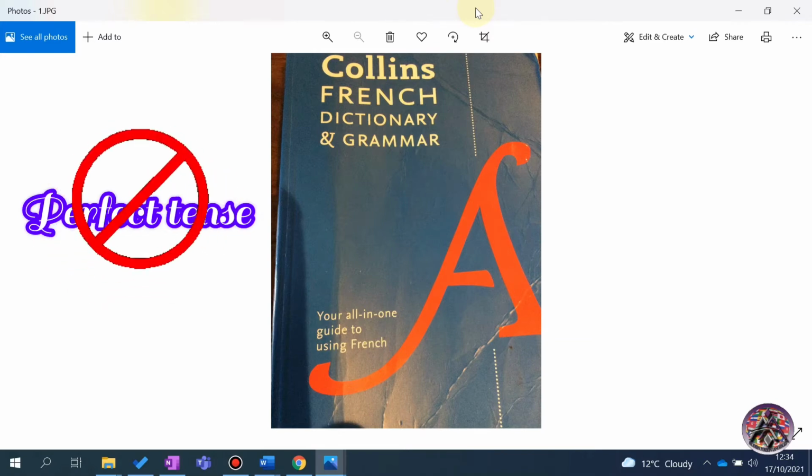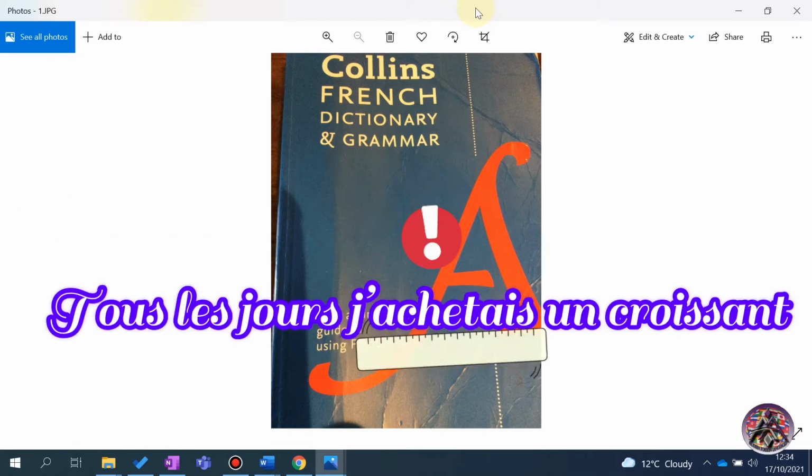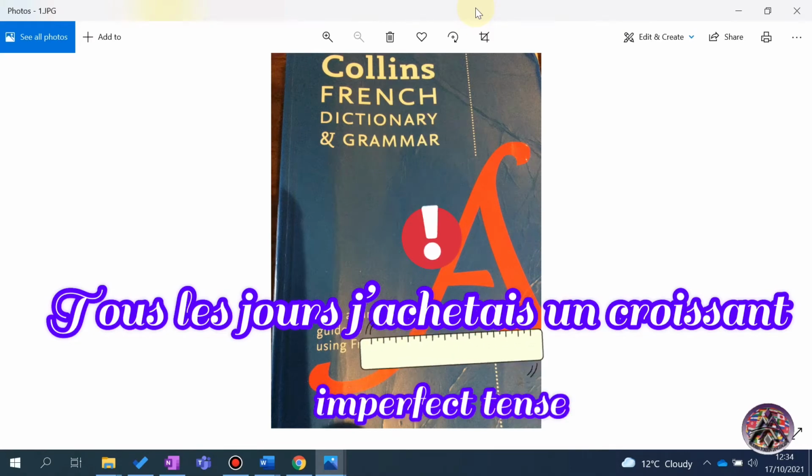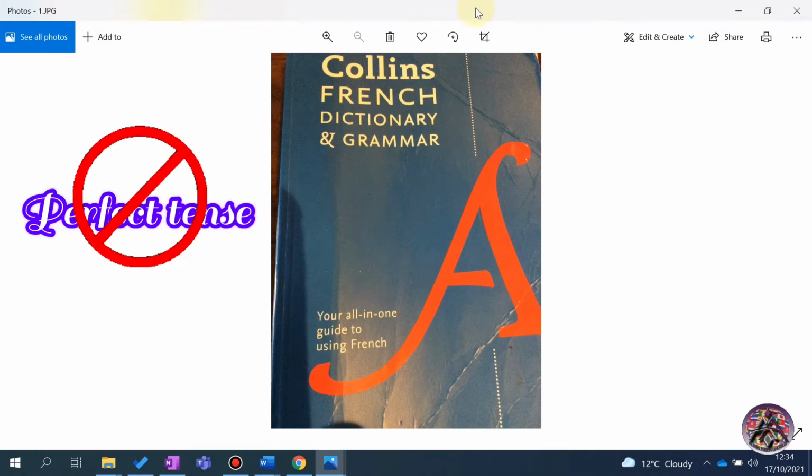You do not use the perfect tense when you are describing something that happened on a regular basis. For instance, last summer I was in France and every day I went to buy something at the baker. So if you're using that every day, you're using another tense, which is the imperfect tense, and that's for another video. You also do not use the perfect tense when you are using descriptions.